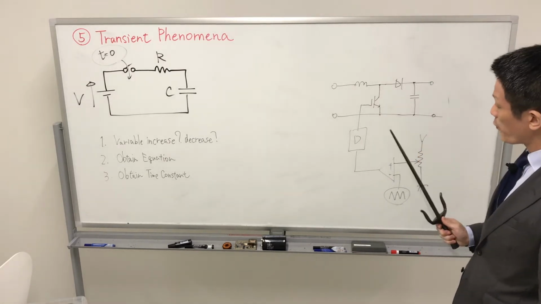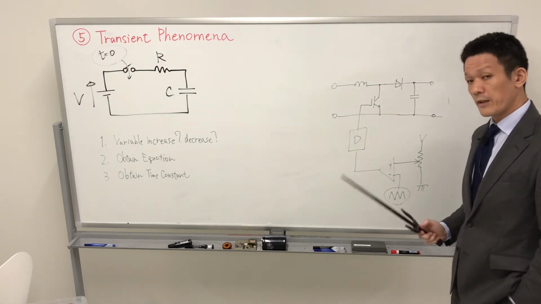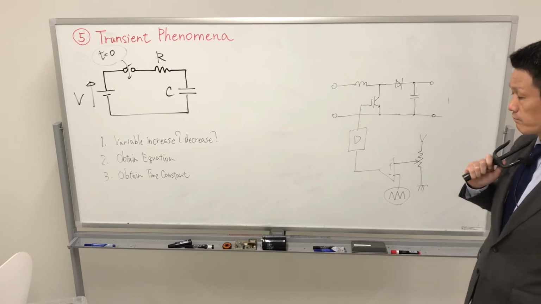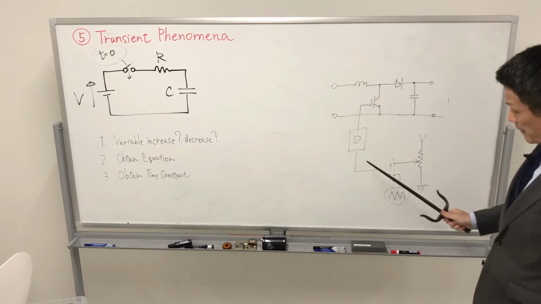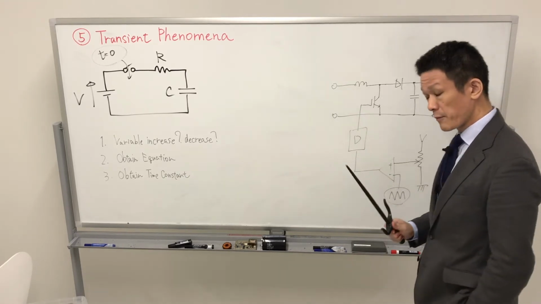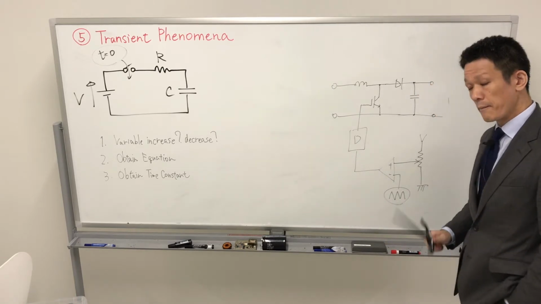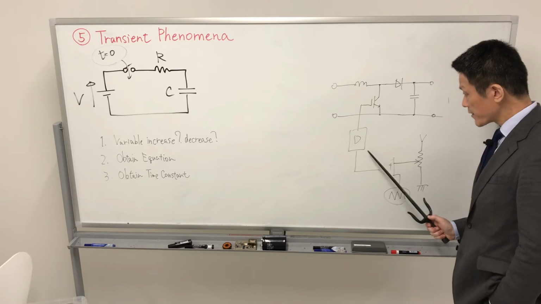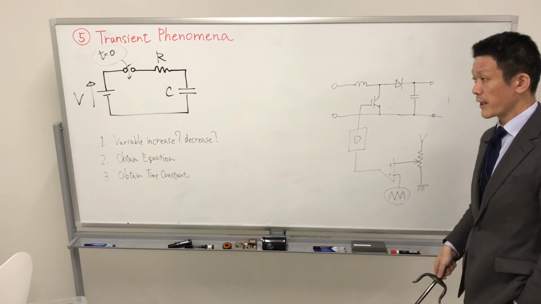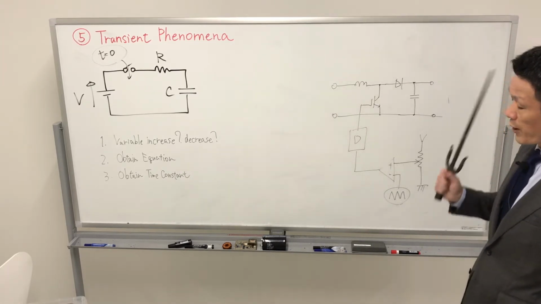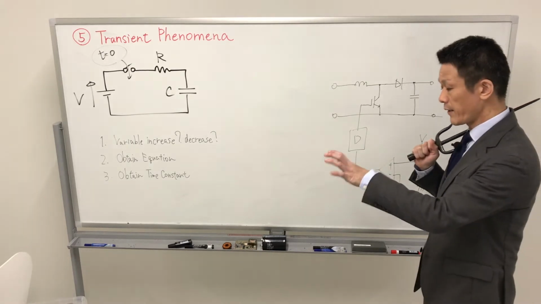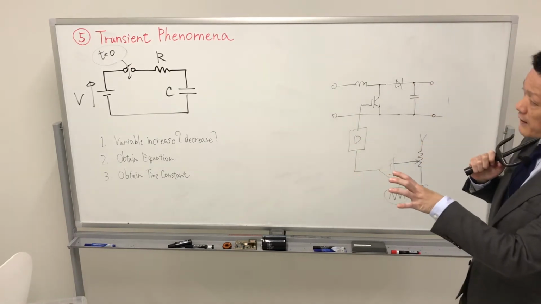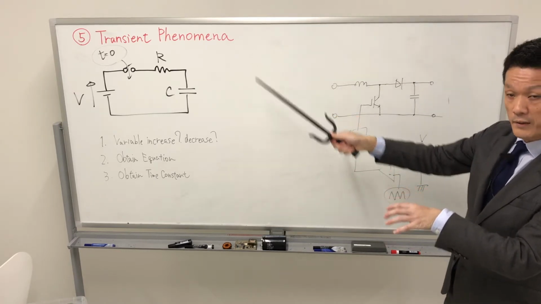Why do we require the drive circuit in power electronics systems? Because the input side and output side voltages are almost the same. But to analyze this drive circuit, we must have the basic knowledge, and the basic knowledge is the transient phenomena.